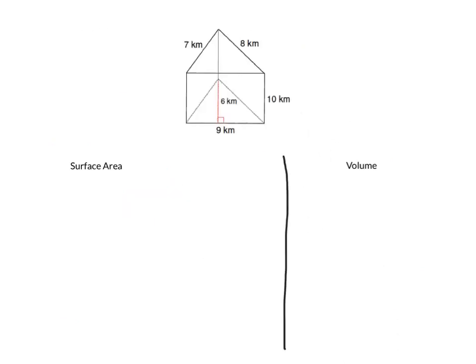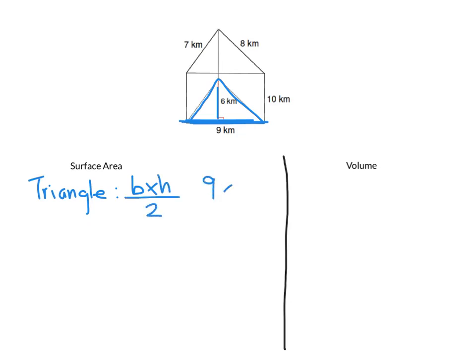All right, we'll start by finding the surface area of this triangular prism with finding the area of the triangles. So if I highlight the triangle part, I can see that the base is 9 and the height is 6. So when I do the formula base times height divided by 2, I'll be using 9 times 6 divided by 2. So 9 times 6 is 54. Divided by 2 is 27.